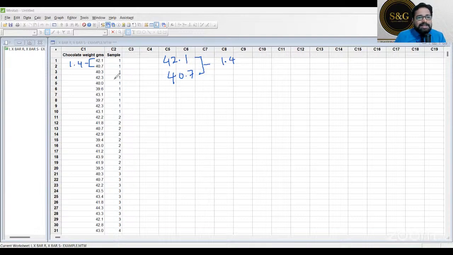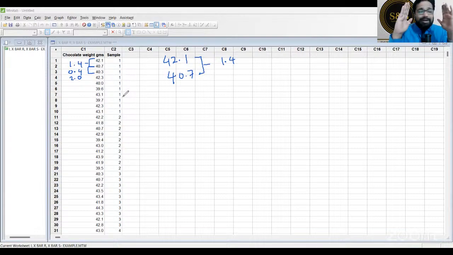Are you understanding this? Just type yes in the chat box. Now the difference between the second and the third point, 40.7 and 40.3. What is the difference? 0.4. Are you understanding this? Just type yes in the chat box. What is the distance between 40.3 and 42.3, which is 2.0? Are you understanding this? So for every data point, how much is the next data point moving?